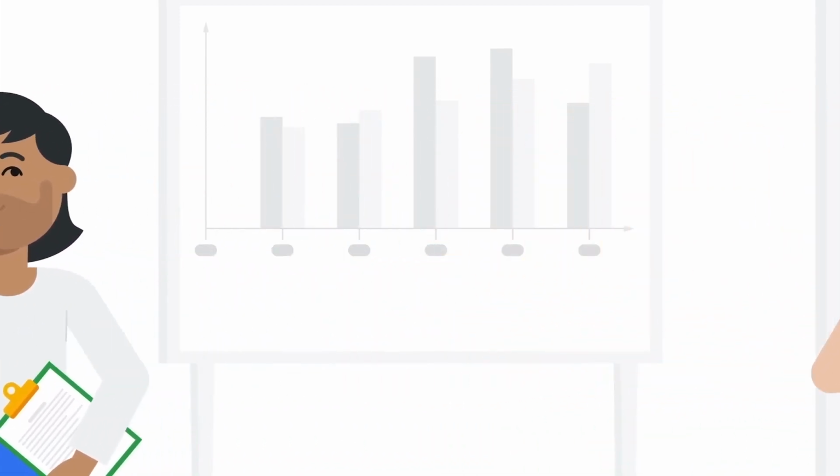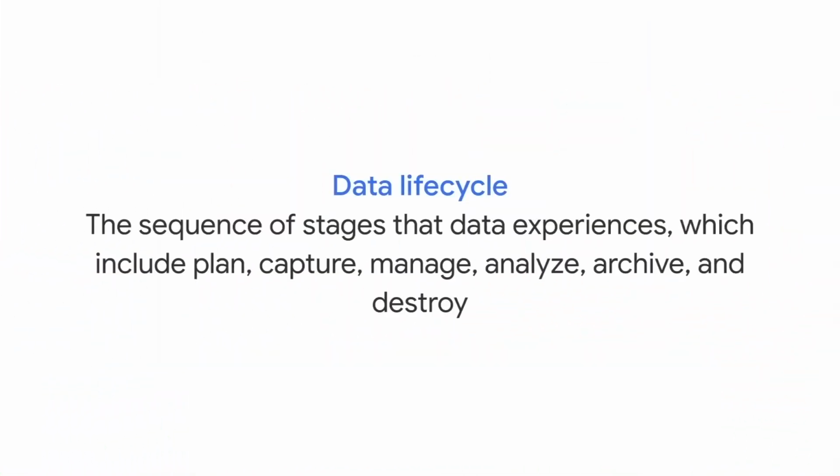Any data project will benefit from understanding the data lifecycle. This is the sequence of stages that data experiences, which include plan, capture, manage, analyze, archive, and destroy. Let's dive into each one a bit further. As its name suggests, the plan stage begins before you start any analysis. Usually, it involves answering a particular business question or meeting an objective. It's important that all project outcomes are focused on this key point.